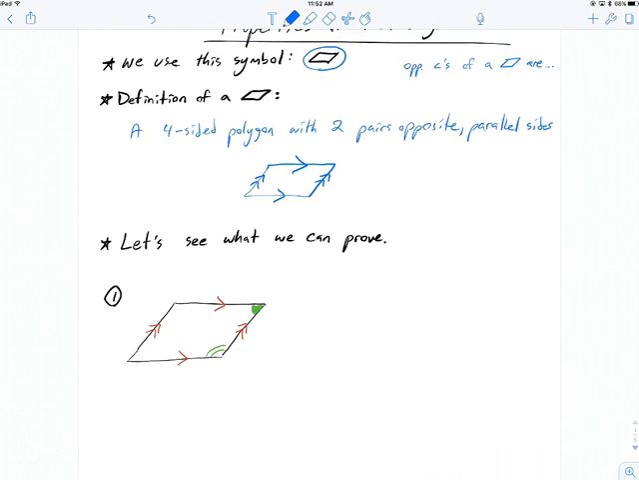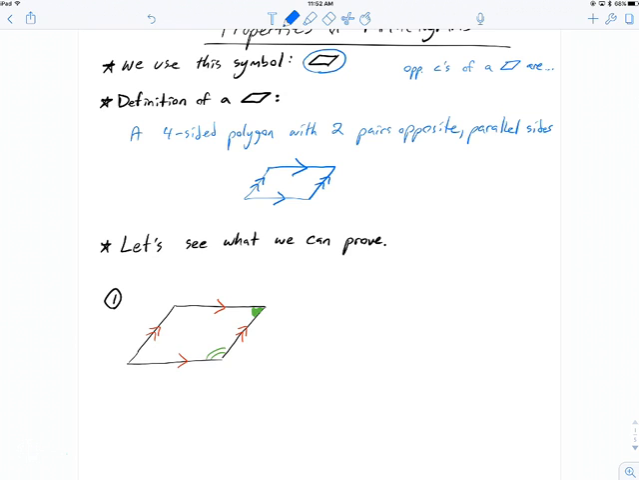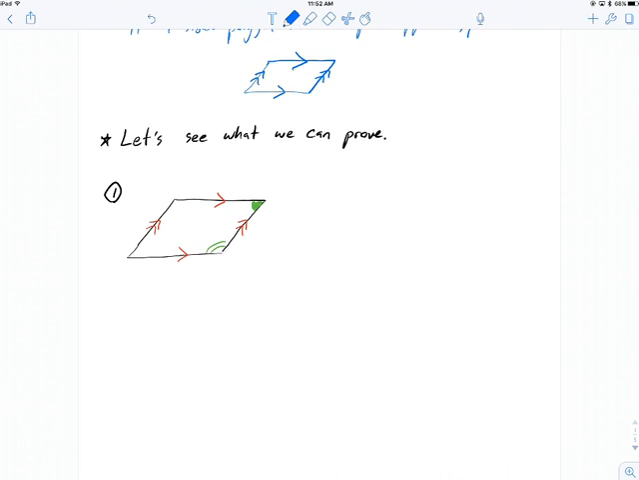We're going to get a couple properties. The definition is going to be really useful because we can use those parallel lines and our knowledge of triangles and parallel lines and transversals to figure some stuff out. Okay, so let's see what we can prove.